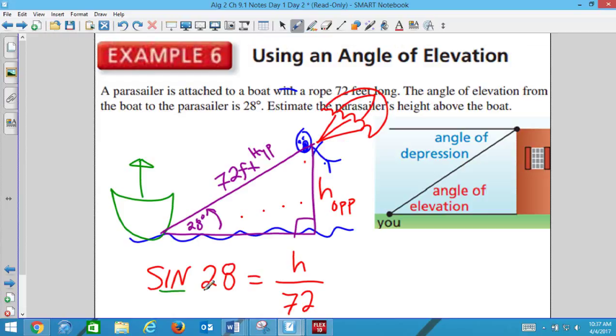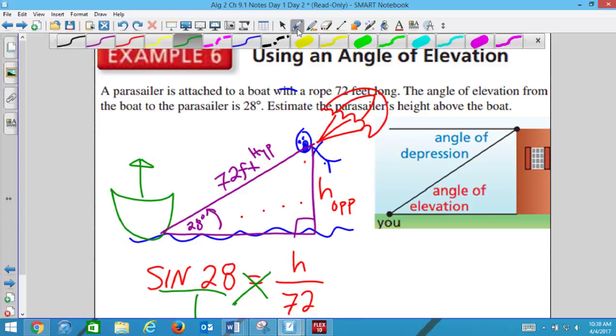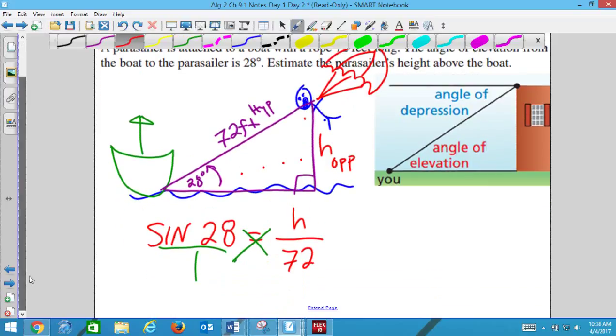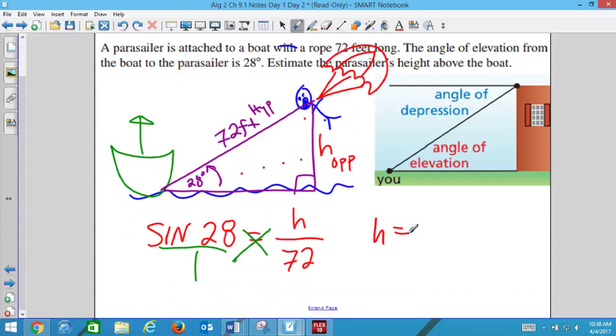So we're going to cross multiply this. And when you cross multiply, you're going to get h equals 72 sine 28. Type it in your calculator.